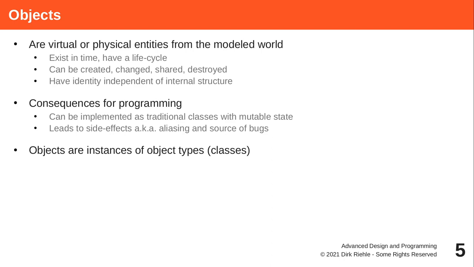This mutability is, of course, also where the bugs come from, because you change an object and someone else holding a reference to that object now has seen it, or maybe they don't see it, but you just changed the floor under their feet by changing the object they reference. That's the source of bugs, that's aliasing or side effects.